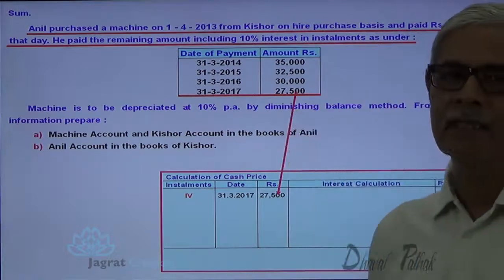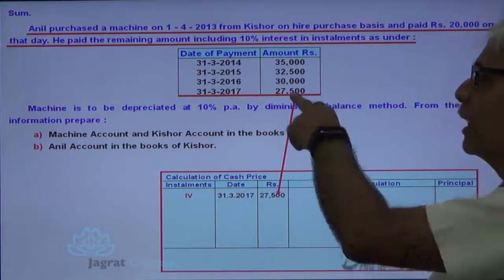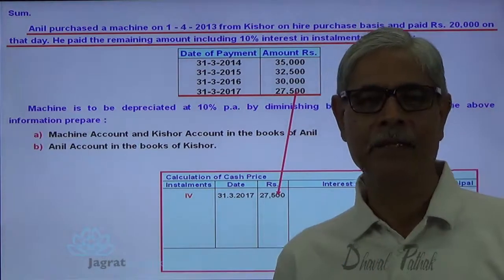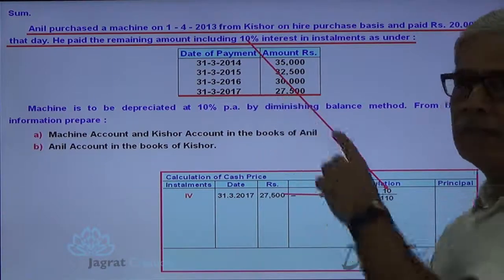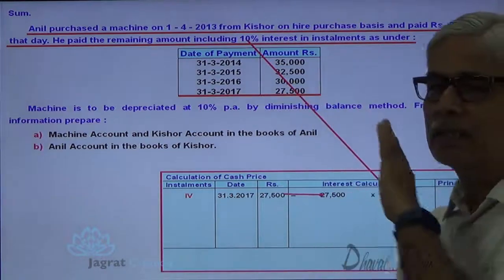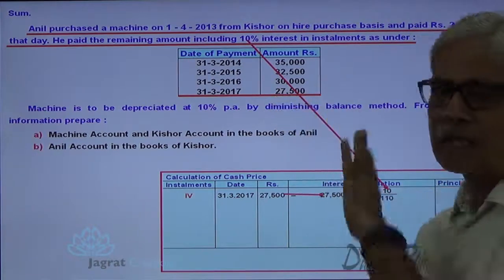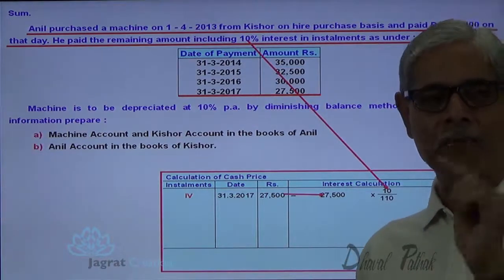How much for 27,500? So to find out the interest element, I am required to multiply 27,500 into 10 divided by 110. So let me go for the interest calculation. So 27,500 into 10 divided by 110. Once again, this is the last installment. After that, nothing is outstanding. So no further interest is payable. Here the last annual interest is paid at the rate of 10%.